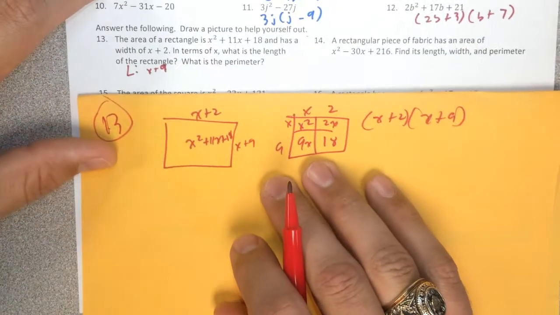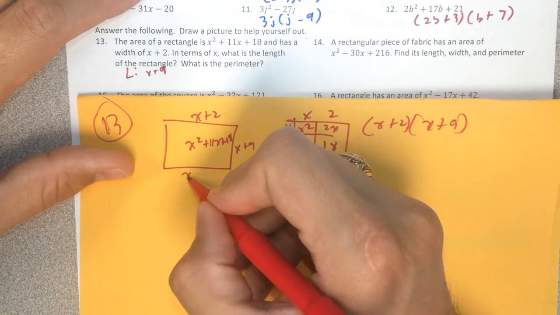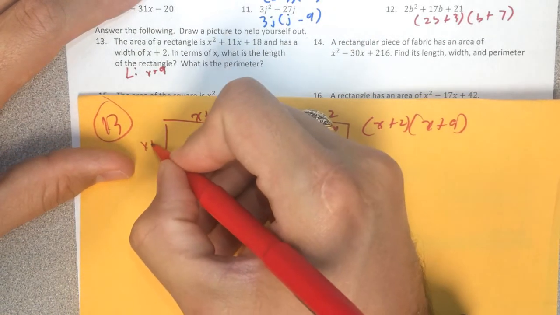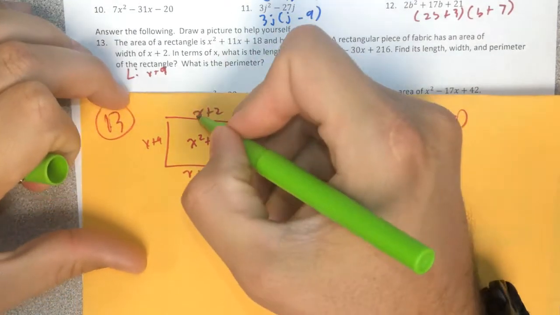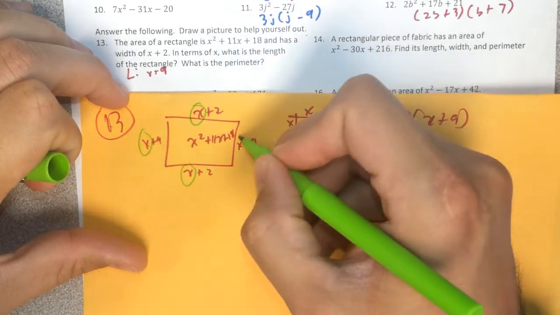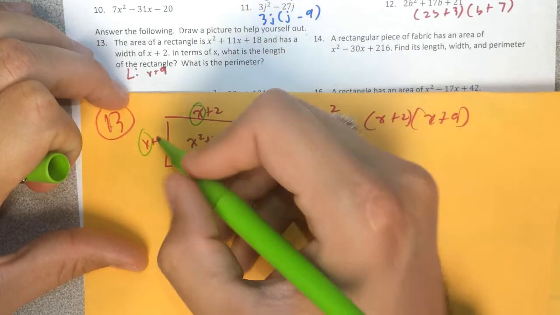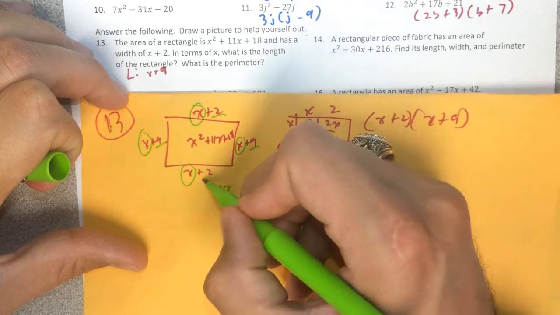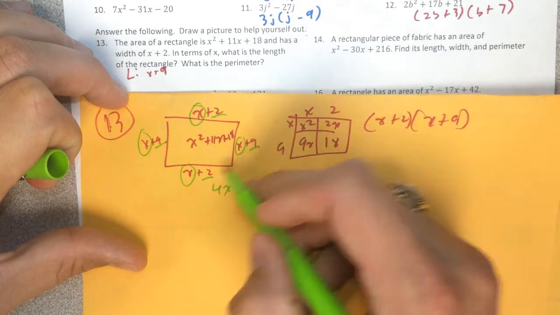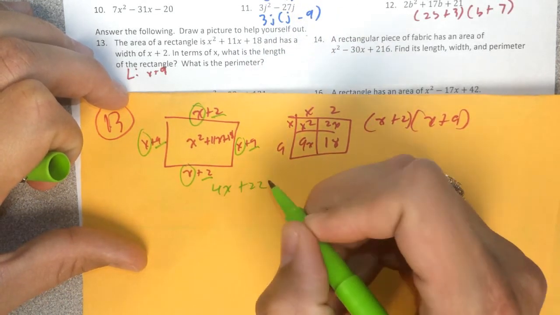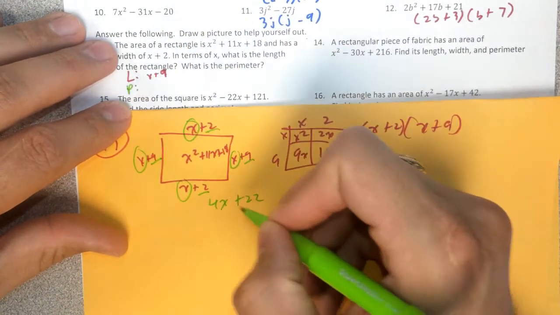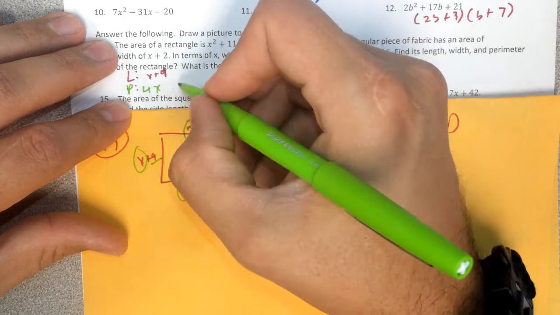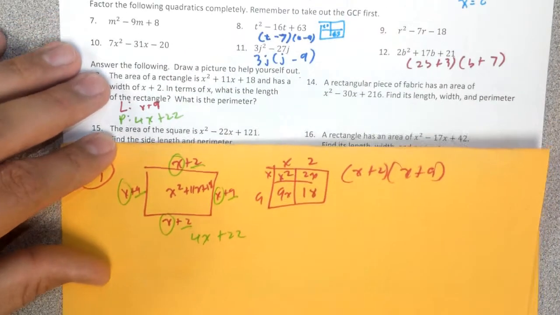Now when we find the perimeter, I have to make sure I include all my sides. So I have 4 x's, and then I have 9, 2, 9, 2. So that's 11 plus another 11 is 22. That is my perimeter here. My perimeter is 4x plus 22.